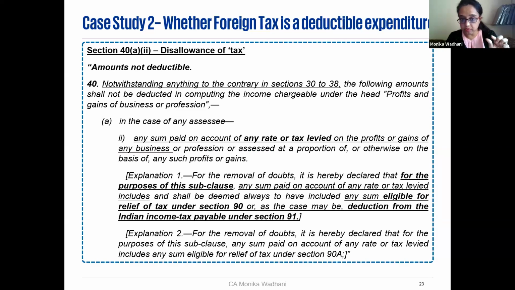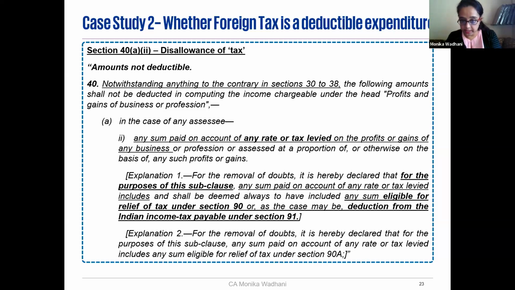So how do you read the words any rate or tax levied? Whether the word any goes with the word rate and also with the word tax, both; or whether, if you do not read the word any in conjunction with tax, you can say it is meaningless, and therefore it does not give the proper proposition of the terminology in which it has been defined.